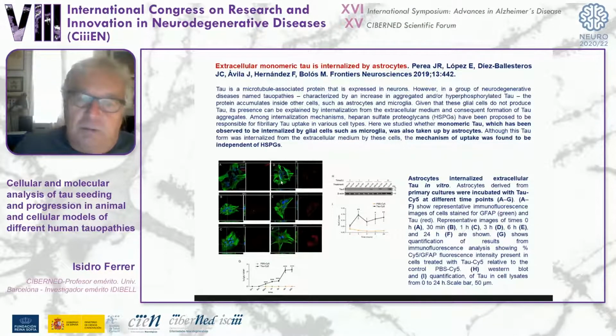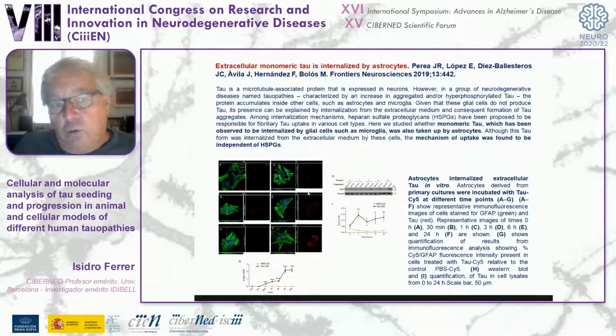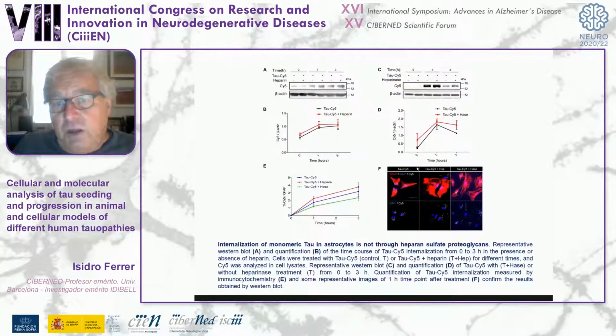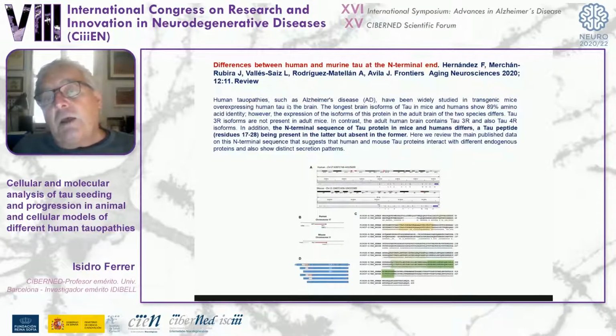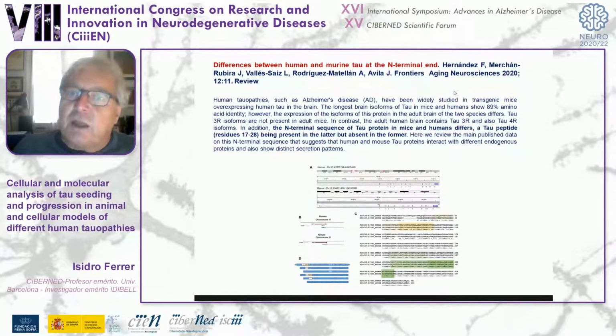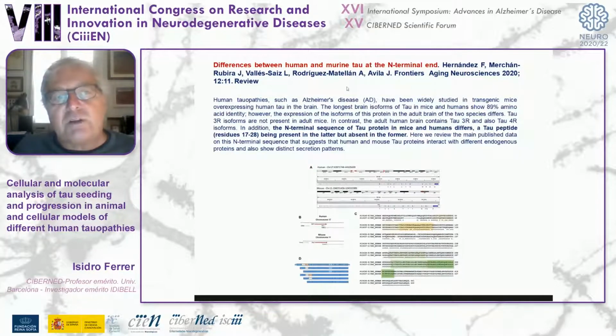So here is one example of this kind of internalization, and here is the demonstration by the use of Western blots, double labeling immunohistochemistry and confocal microscopy. This is an important point, because we are always talking about neurons and tau uptake, etc. But many other cell types are also involved in all these disorders, and astrocytes, oligodendroglial cells and microglia are important participants in this kind of alteration.